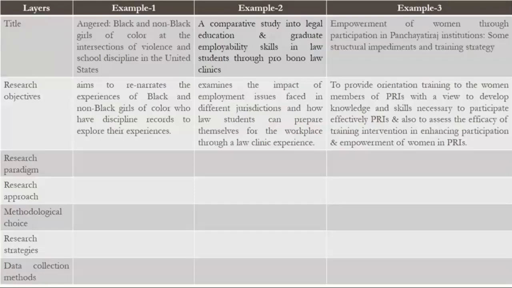So we have 3 examples. You can choose any example and prepare answers for these questions: what kind of research paradigm you can use, what kind of research approach, what kind of methodological choice, what research strategies, and what kind of data collection techniques you are going to use. In general, people start with the data collection methods. They'll say I'm using the survey method, I'm using the interview method. But there are 5 layers before that, and I want you to have a basic understanding of all the layers. So at 4:15, I'm going to start asking the questions. Please have a look at the examples and try to understand what we have covered so far.